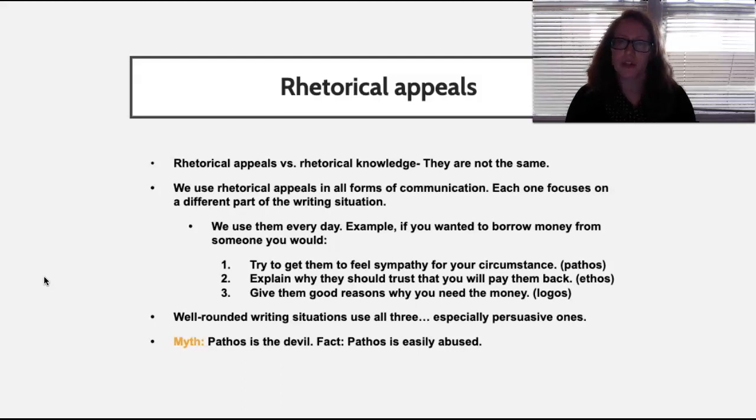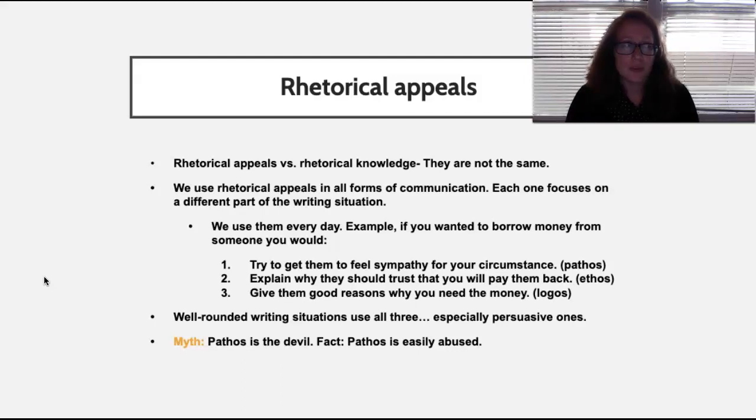And as I keep going back to, all writing or almost all writing is a little bit persuasive anyway, because there's a person in control of it who does have their little biases, and you select the information that you show people. So there's a little bit of persuasion in just about everything. And we use these appeals every day, whether you realize it or not.